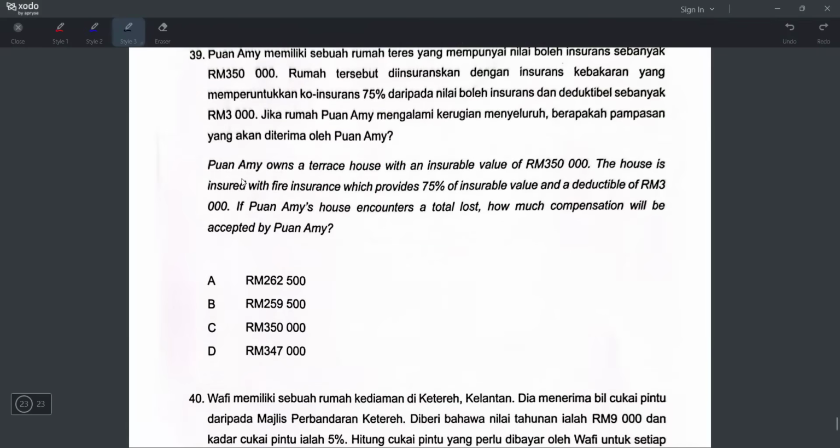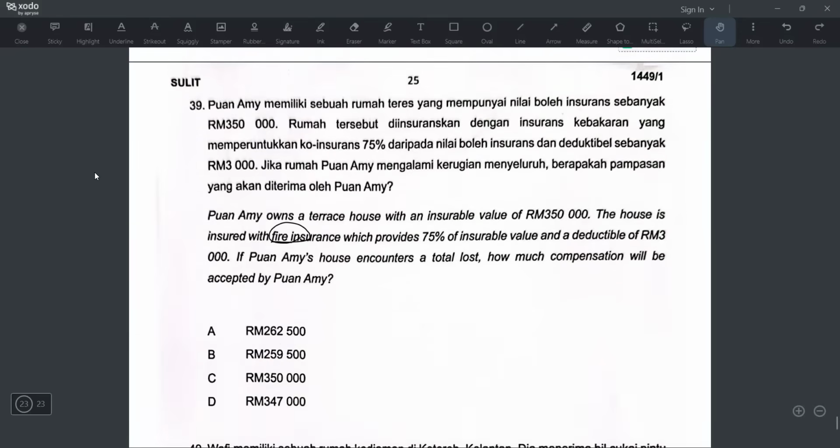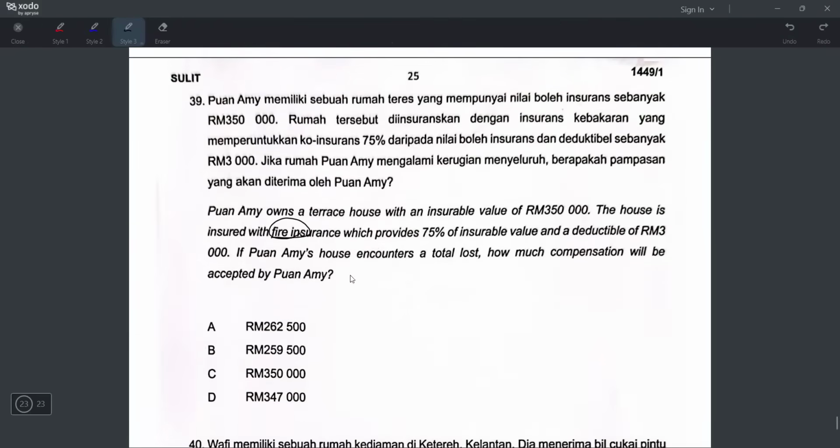39. Puan Amy owns a terrace house with an insurable value of 350,000. The house is insured with fire. Okay, I see the word fire. I know which chapter already. It's fire insurance. Okay, I'll give you the notes first for fire insurance.